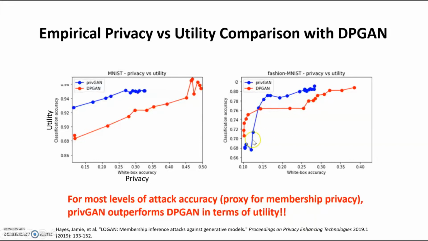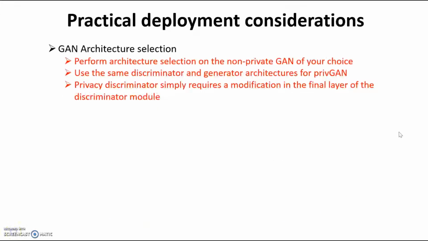And you can see that across two data sets, for most values of membership privacy quantified by the white box accuracy, privGAN provides much higher utility measured by classification accuracy in the previous experiment. And so we can show that in most regimes, privGAN is a better alternative to DPGAN, and we performed a similar experiment on PATEGAN.